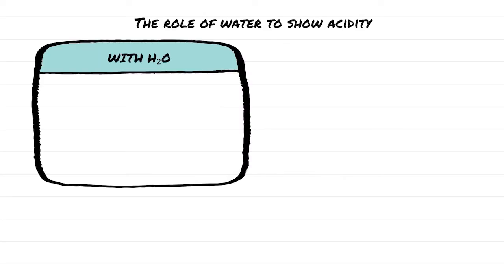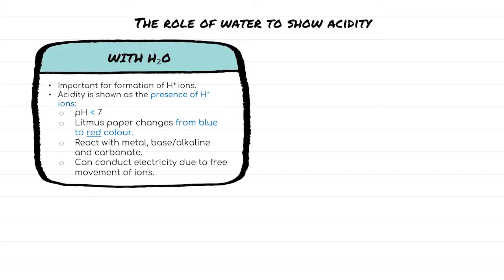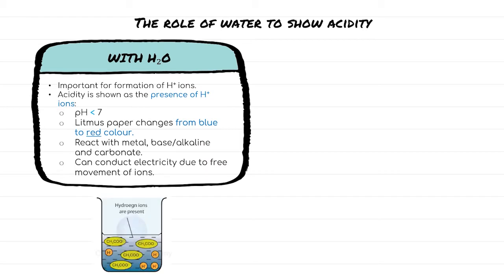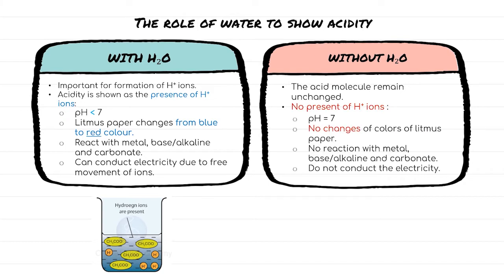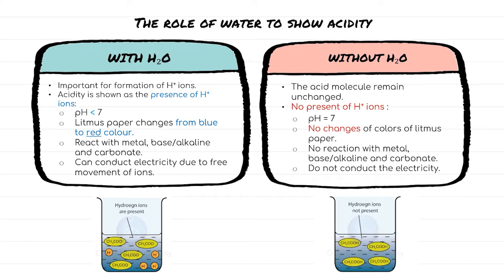So here we are going to look at the role of water to show acidity. We can see what happens with the presence of water, and without the presence of water, what will happen to the chemical. So we look at the presence of water first.